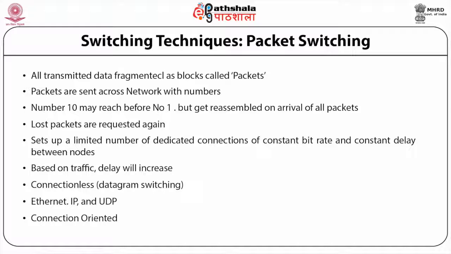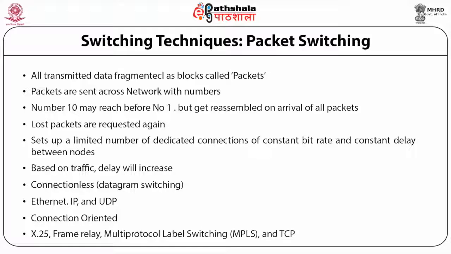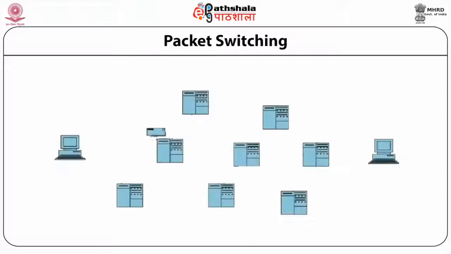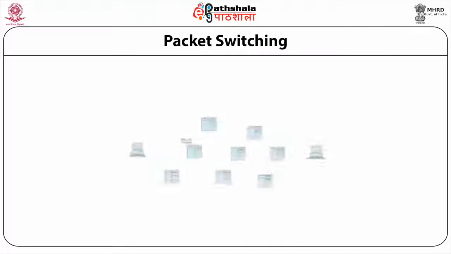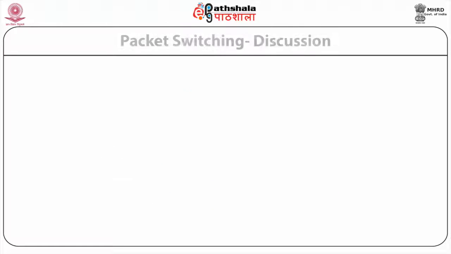In connectionless, it is called datagram switching, and connection oriented examples are frame relay and multi-protocol label switching, which is used by telecom companies like the MPLS network, TCP, etc. In connectionless, it is IP, UDP, Ethernet, etc. And as you see in packet switching, the packet is transmitted over the network, and it can take any path to reach the destination.